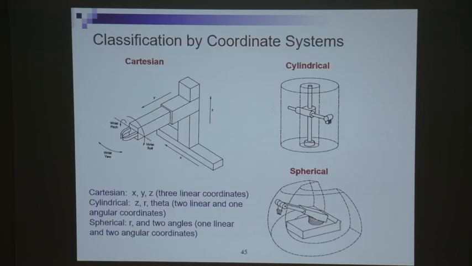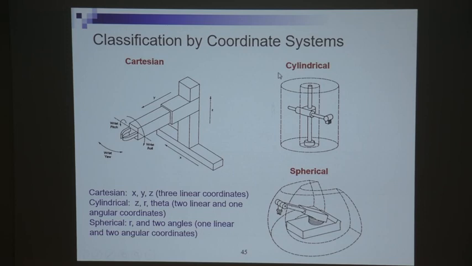For a manipulator itself, you can also classify them according to the coordinate system. So you have the Cartesian coordinate system manipulator, essentially with your x, y, z. What happens here is you have 3 linear coordinates. This is your x, this is your y, this is your z. And then at the end effector over here you could actually have a wrist. So this is your end effector. You can actually do a roll, pitch, and yaw. So this is a Cartesian coordinate system manipulator.